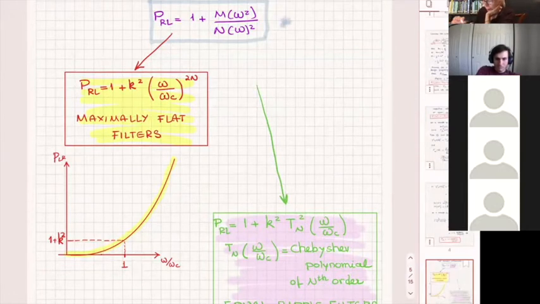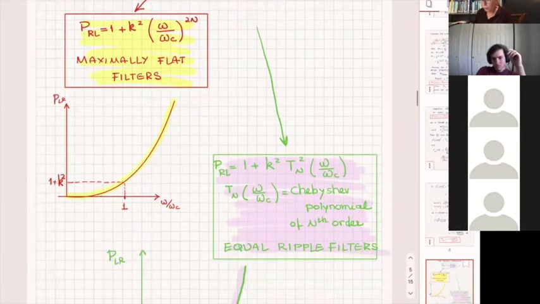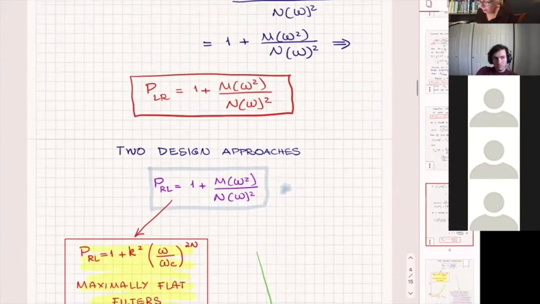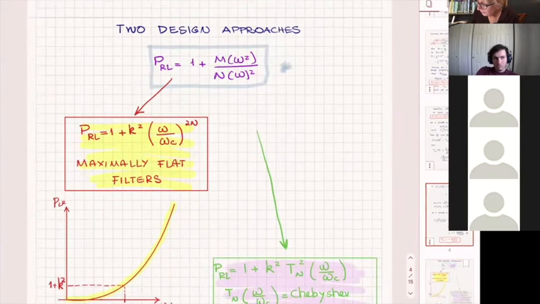Now these people were able to find two separate types of filters. One they called maximally flat, because now you can see when you plot your power insertion loss ratio as a function, let me see how, PLR practically.